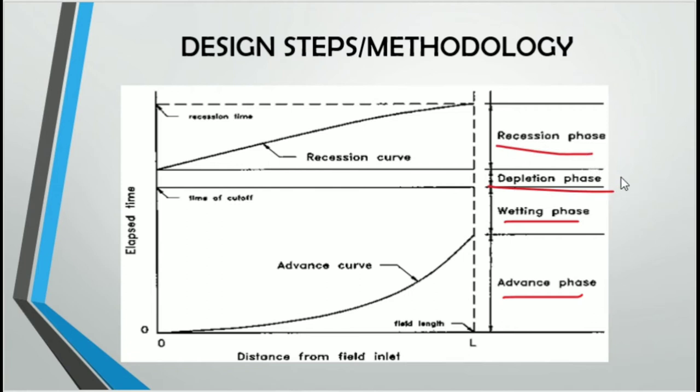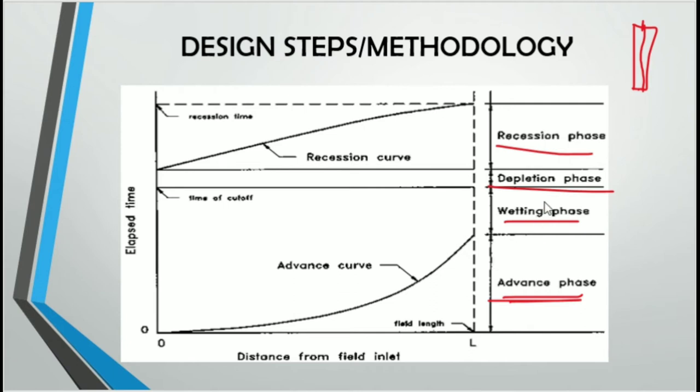With these phases, we will be able to design the border irrigation that is appropriate to your fields and to your crop requirements. So the advance phase is the time interval from the time you open the irrigation until the water reaches the tail end of the border strip. Let's say this is the border. So the time it takes from the time that we open the irrigation here until it reaches the tail end over here.